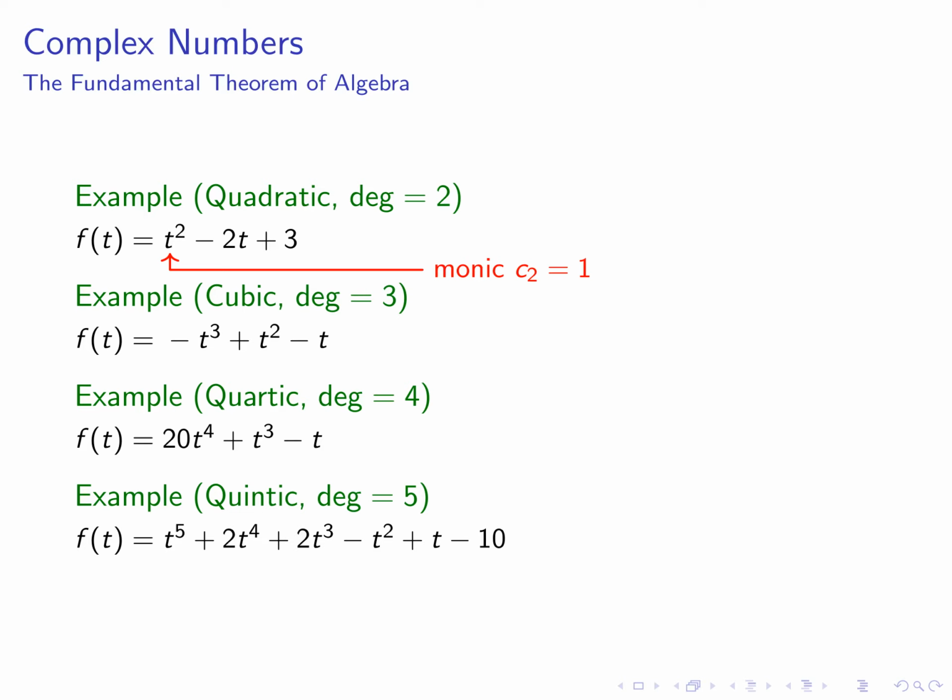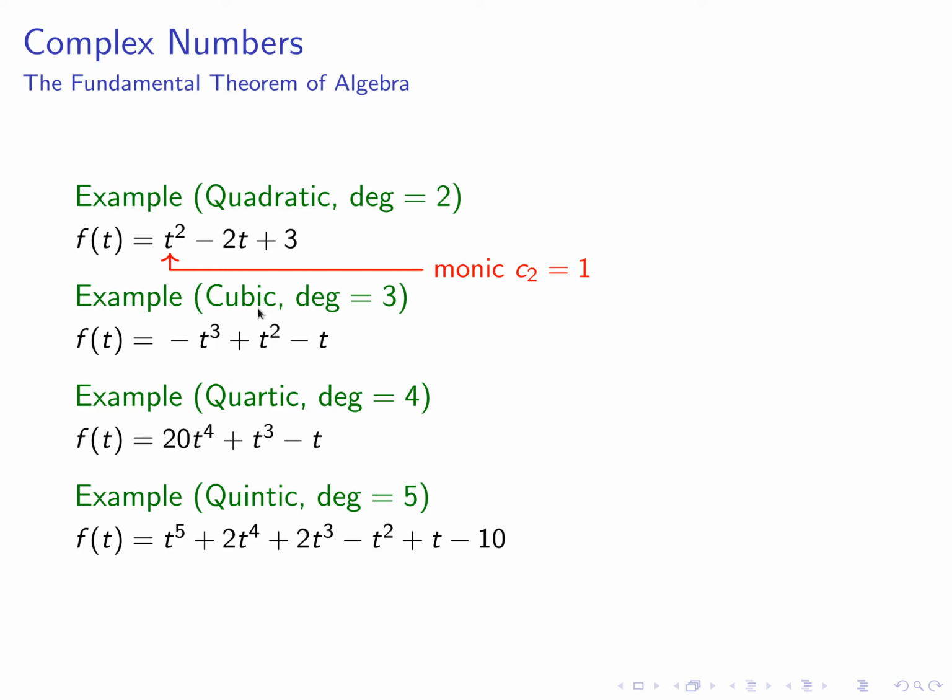Let's determine which of these 4 examples is a monic polynomial. In our first example, the term that has the largest exponent is the first term here, and the coefficient in front of this first term is equal to 1. If we were labeling the coefficients, we would label the first coefficient as c sub 2 equals 1. We would label this next coefficient as c sub 1, which would be negative 2. And we would label this last coefficient as c sub 0 equals 3. Monic means that the coefficient of the term with the largest exponent is equal to 1. So this first example is a monic polynomial.